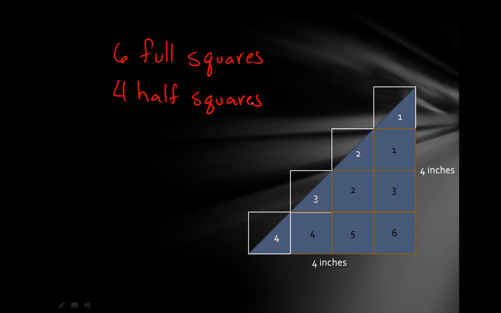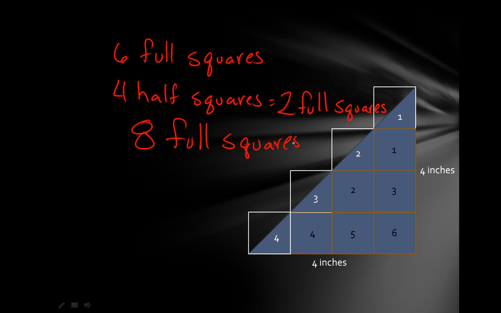Now, when we're talking about half squares, we can add 2 half squares together. So let's say we add 3 and the 4 together. That would give us 1 full square. So 4 half squares actually is equal to 2 full squares. And we could total up our total number of full squares, and you would see that we have 8 full squares. And that would be our answer. It would be 8 inches squared.